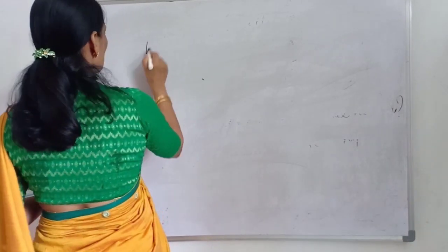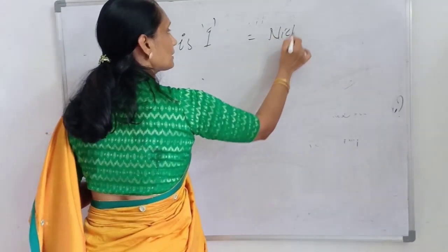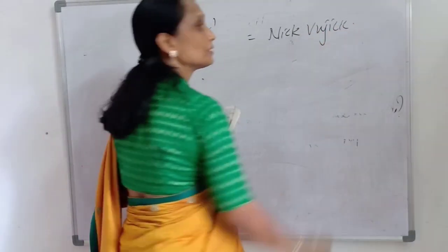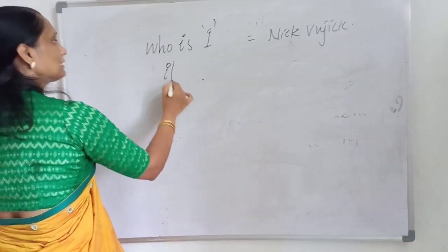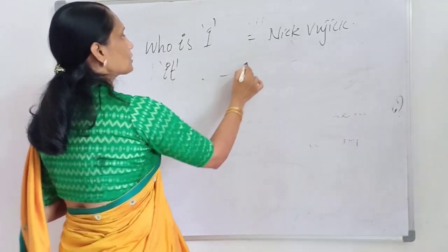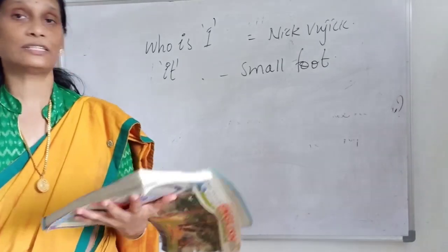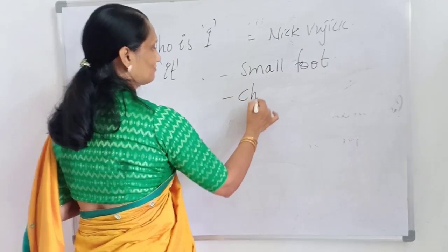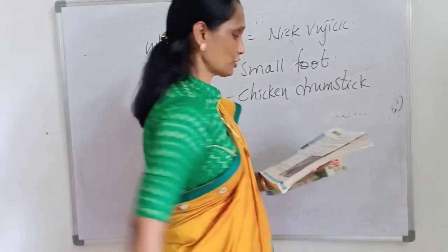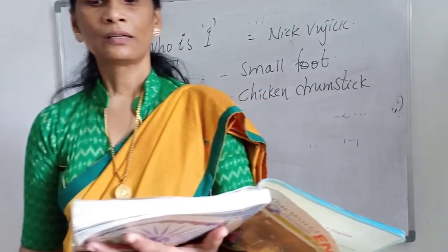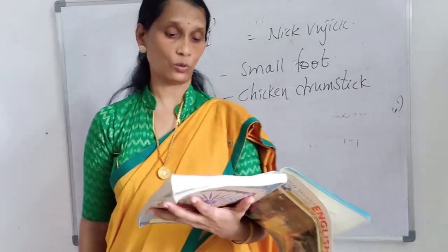Okay, who is I in the passage? It is Nick Vujicic. Okay, and I call it my chicken drumstick. What is it mentioned here? Small foot on his left hip. What does he call it? He calls it chicken drumstick. Where was he born? He was born in Melbourne, in Australia. Where is he living now? He is living in Los Angeles.